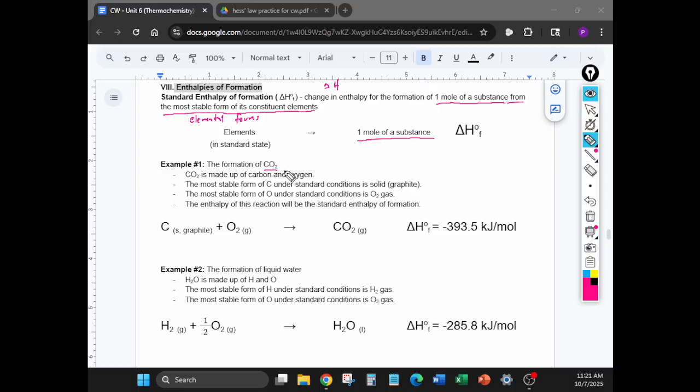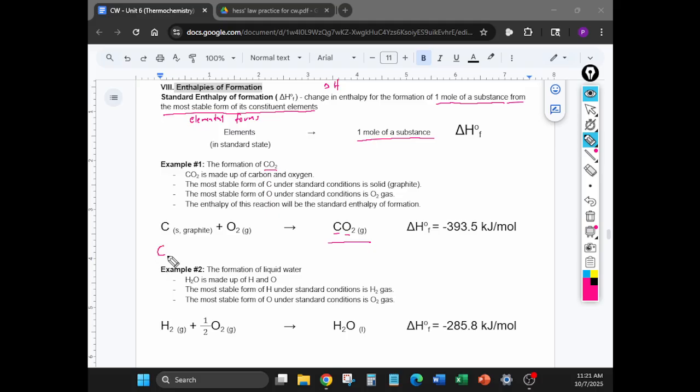Okay, so enthalpy of formation of CO2. You're trying to make 1 mole of CO2. Okay, so if you notice, there's 1 mole of CO2 right here. CO2 is made out of carbon, and it is made out of oxygen. Okay, the elemental form of carbon is something called graphite. So this one you actually need to remember because they'll try to trip you up. The elemental form of carbon is solid, but specifically graphite. There are other solid carbons.